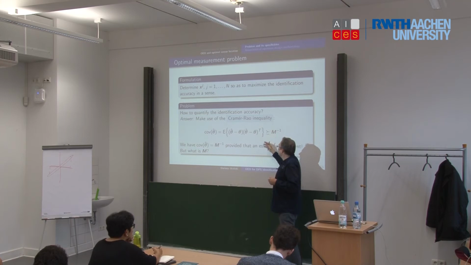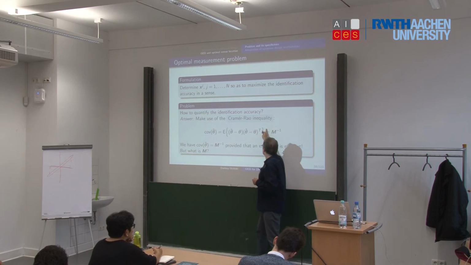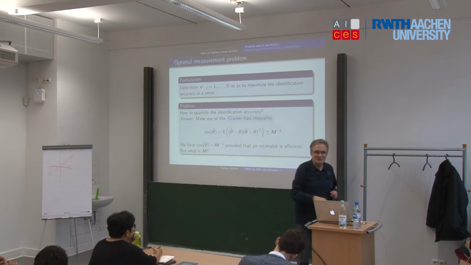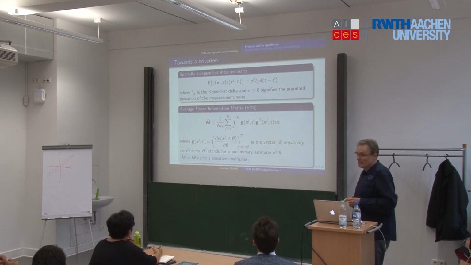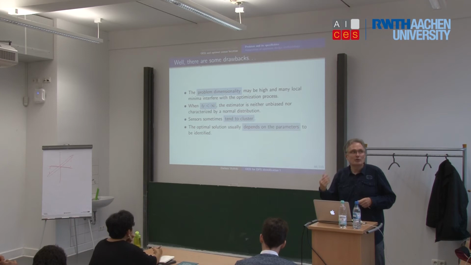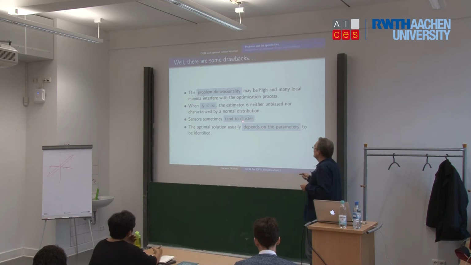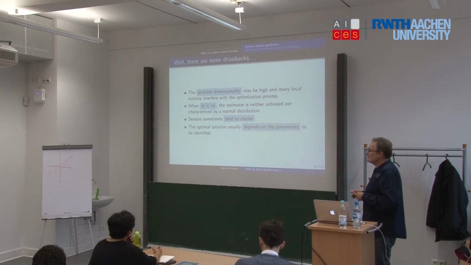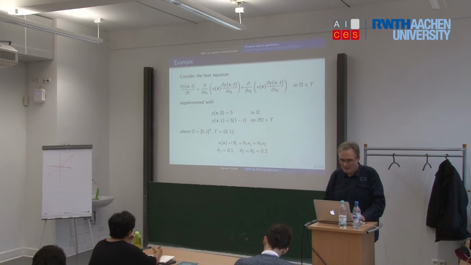So if these assumptions are satisfied, we can approximately write equality here. And then instead of the covariance matrix for the estimator, which is impossible to compute, we can use the inverse of the information matrix. And you can see here the formula for this information matrix. So this is one inconvenience and one critical point in experimental design. Sensors can tend to cluster. This is a very delicate point. And the solutions usually depend on the parameters. This is another very critical point. Let me show you why this is so.